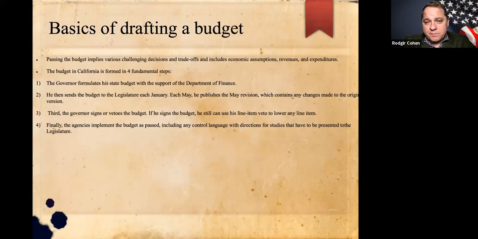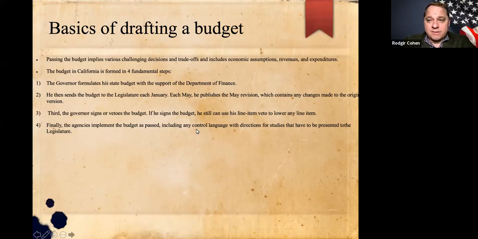The governor formulates his budget with the support of the Department of Finance. He then sends the budget to the legislature each January. Each May, he publishes the May revision, which contains any changes to the original version. The governor signs or vetoes any budget passed by the legislature. If he signs the budget, he can still use his line item veto to lower any line item, and the agencies implement the budget as passed.